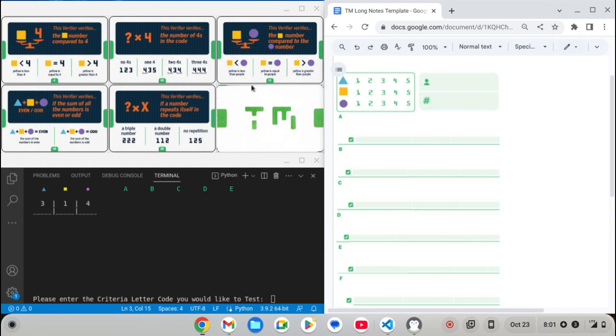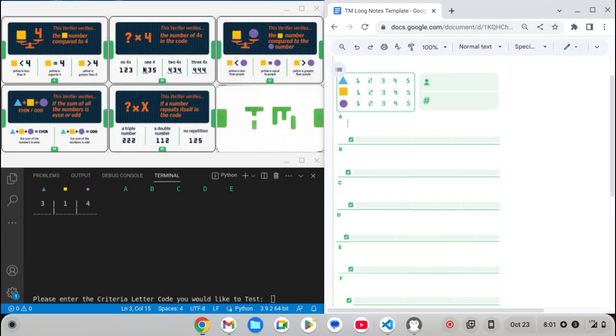In our grid above, we've got our 5 criteria cards. On the top row, we've got criteria card A, criteria card B, and criteria card C. On the bottom row, we've got criteria card D, and finally, criteria card E. So criteria card A takes a look at our middle digit, the square digit, and compares it to the number 4. So should square be less than 4? Should it be equal to 4? Or should square be greater than 4?